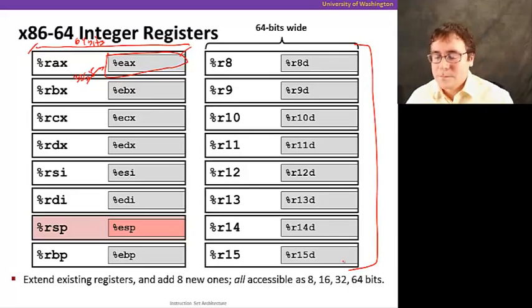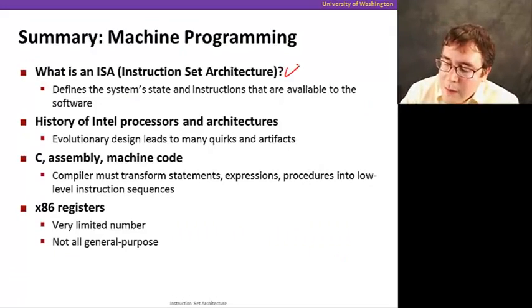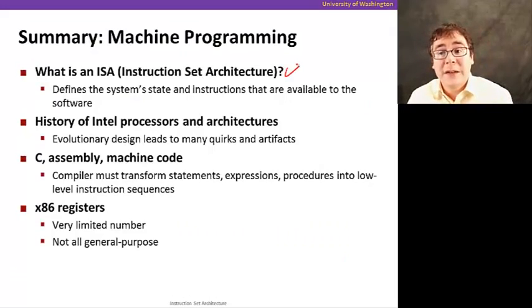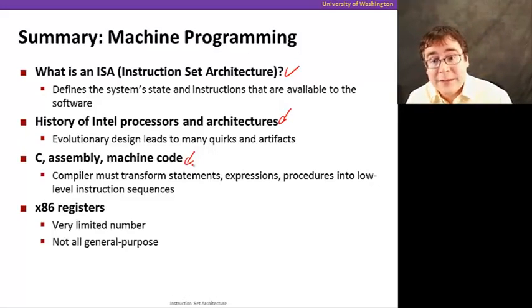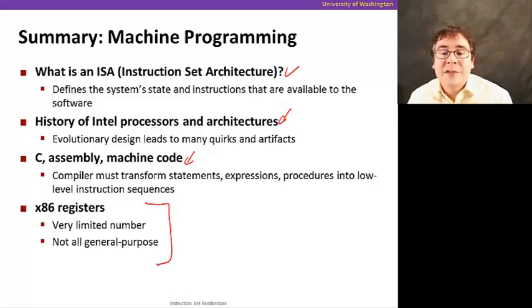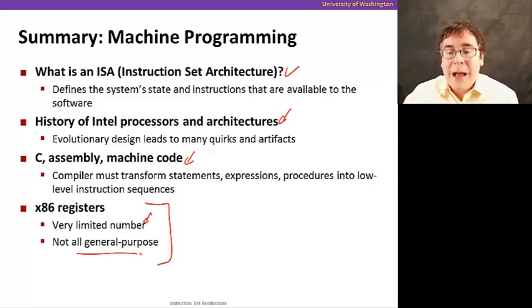Great. So to summarize and end this section, we saw what the instruction set architecture is. It defines the system state and all the instructions that are available to software. We talked a little bit about the history of Intel processors and AMD as well. We looked at how C relates to assembly and machine code, and gave some initial examples. And we talked about x86 registers, which are really at the heart of assembly programming in x86. The thing I want you to remember is that they are very limited in number, and some of them have special meaning, so not all of them are general purpose.